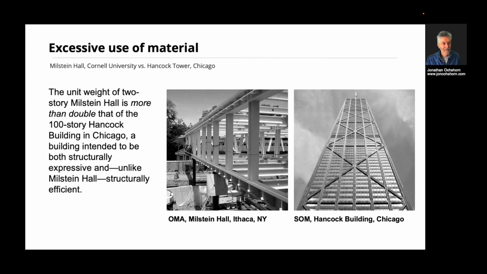The unit weight of two-story Milstein Hall is more than double that of the 100-story Hancock building in Chicago, designed by Skidmore, Owings, and Merrill, and their legendary structural engineer, Fazlur Khan. And he had the idea, let's make this building as efficient as possible by putting the truss work to stabilize it against lateral loads on the outside. And I won't get into the structure of why that makes sense, but it was a very radical move, because at the time, this was a very controversial thing to do.